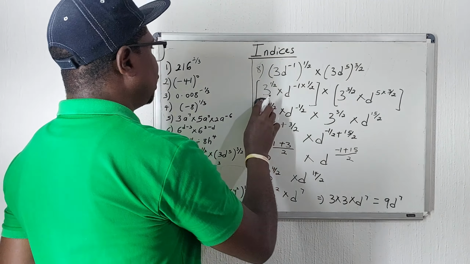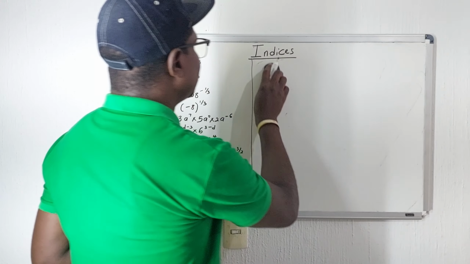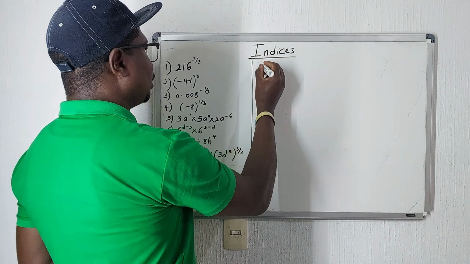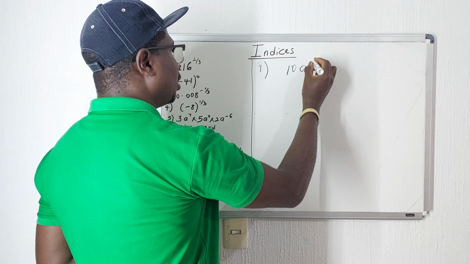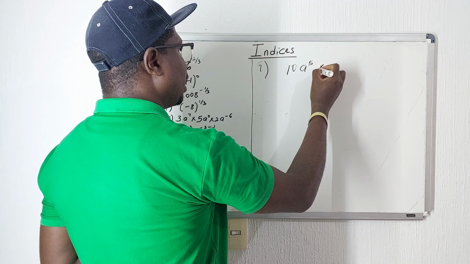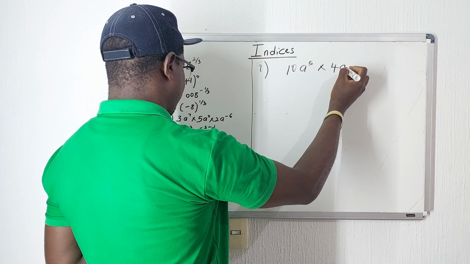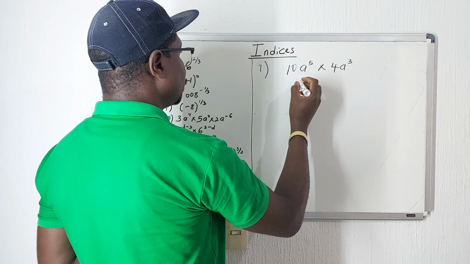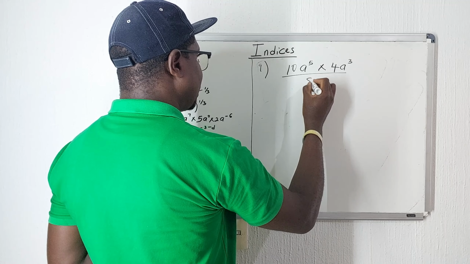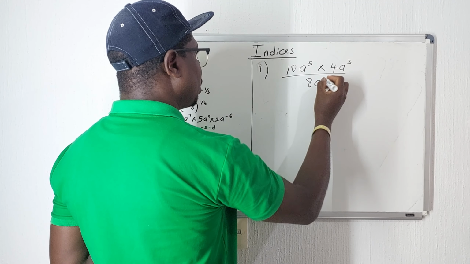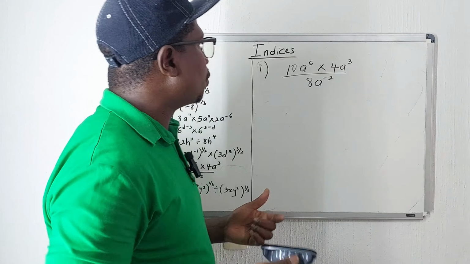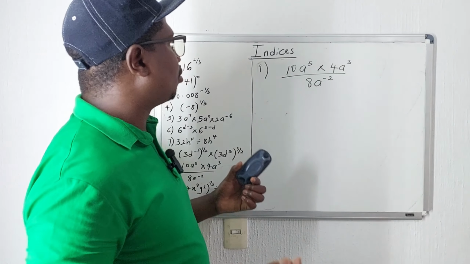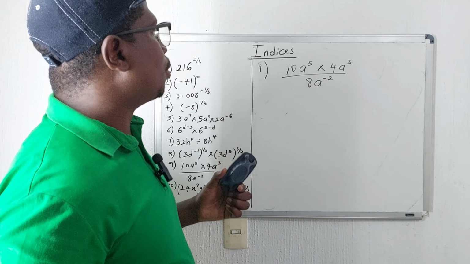So we're going to solve number 9, which is 10a raised to power 5 times 4a raised to power 3 divided by 8a raised to power minus 2. So how can we solve this? It's still very, very simple.